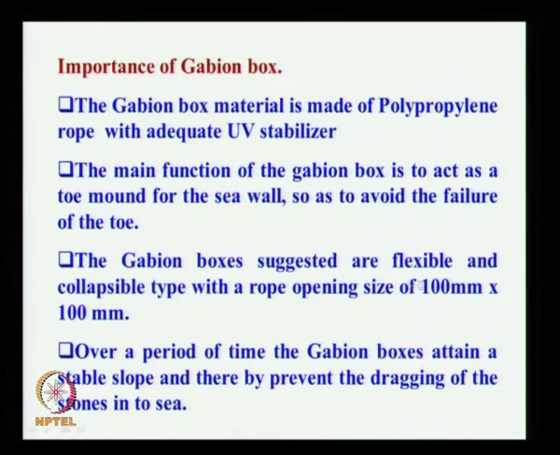The gabion boxes are flexible, not rigid; the metallic gabion boxes are rigid whereas these are flexible. They are collapsible type with a rope opening size of 100 mm by 100 mm. Collapsible means packing is very easy, you just have to open it up. Over a period of time the gabion boxes attain a stable slope and thereby prevent the dragging of the stones into the sea. So it may get submerged, it may not remain vertical, it may change its shape, but it will remain where you have placed it. So it will protect the core stones and the armor stones from sliding into the sea.